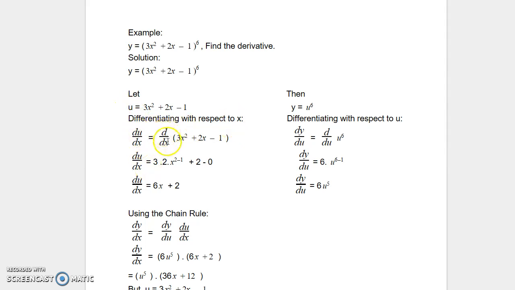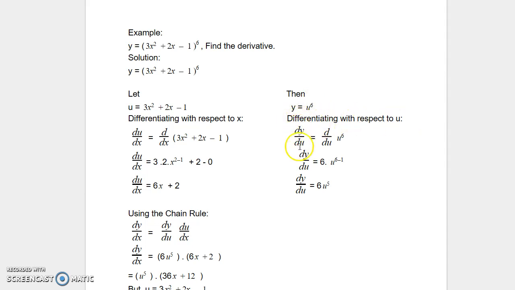du by dx is equal to d by dx of 3x squared plus 2x minus 1. d by dx of 3x squared, we can use the power rule here. And when we use the power rule, we can write 3 times 2x to the power of 2 minus 1, plus d by dx of 2x is 2, and d by dx of 1 is 0 because it's a constant. When we simplify it, 3 times 2 is 6, x to the power of 2 minus 1 is x to the power of 1 or just x, so that is 6x plus 2. On this side, y is a function of u, therefore we're going to differentiate it with respect to u.